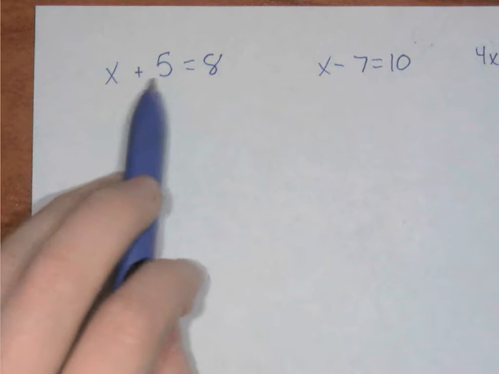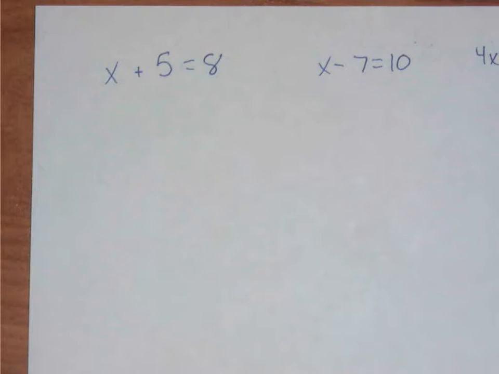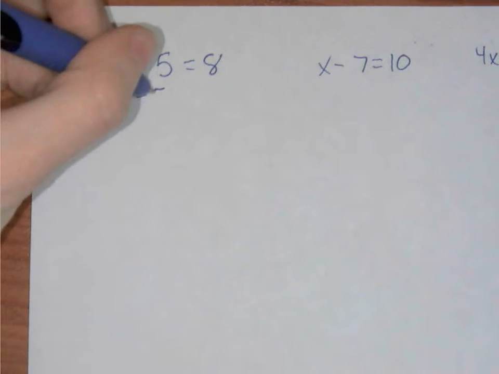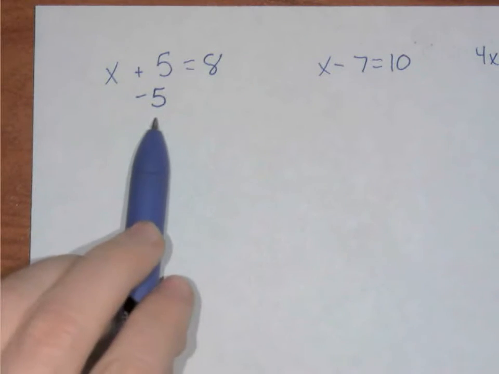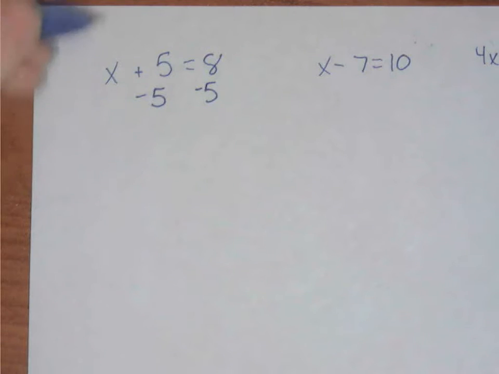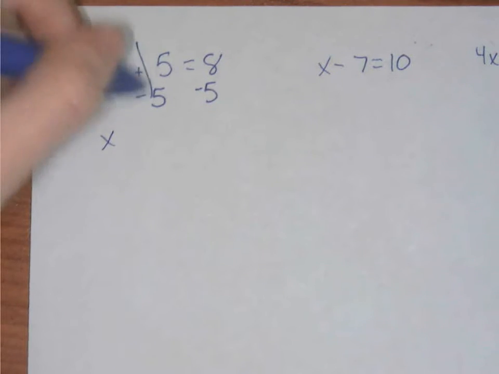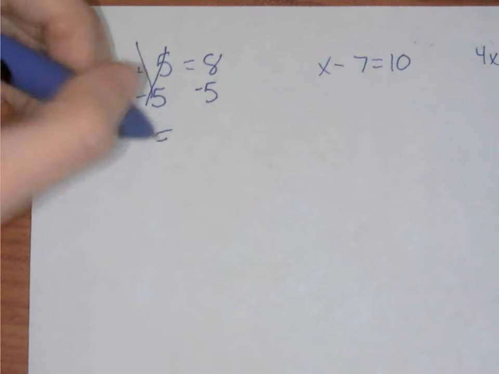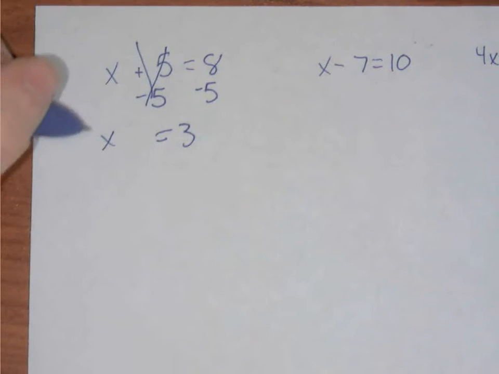We see that we've added 5. We know the opposite of adding is subtraction, so we'll subtract 5 to get rid of it. Since we subtract 5 on one side, we also need to subtract 5 on the other side. Here we get x, 5 minus 5 cancels out, equals 8 minus 5, which is 3.